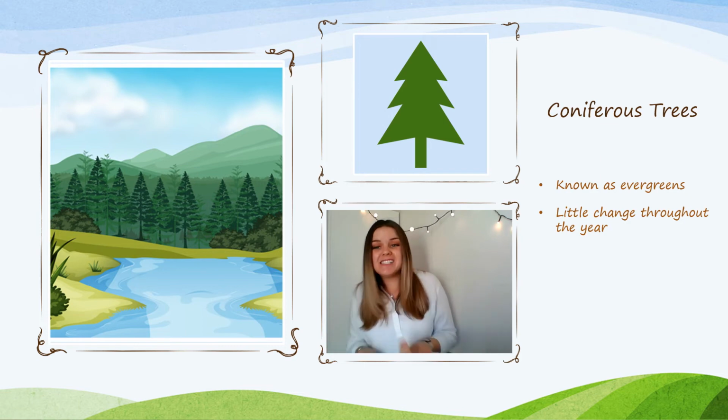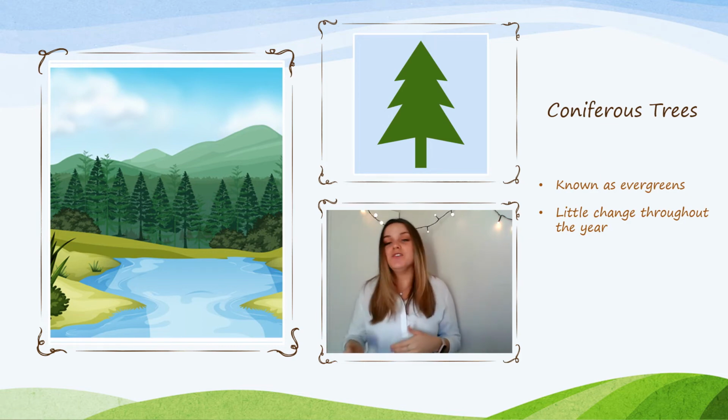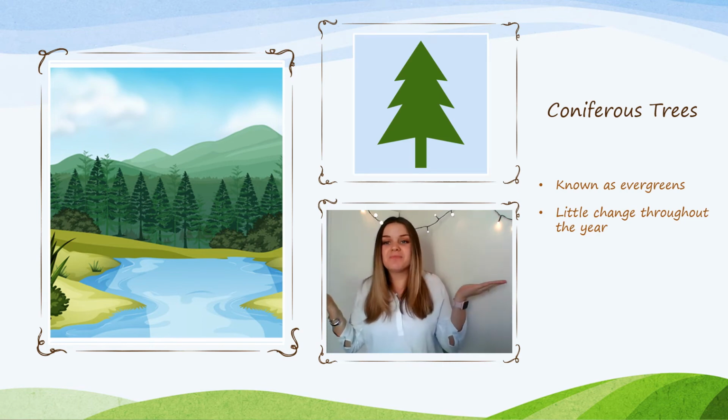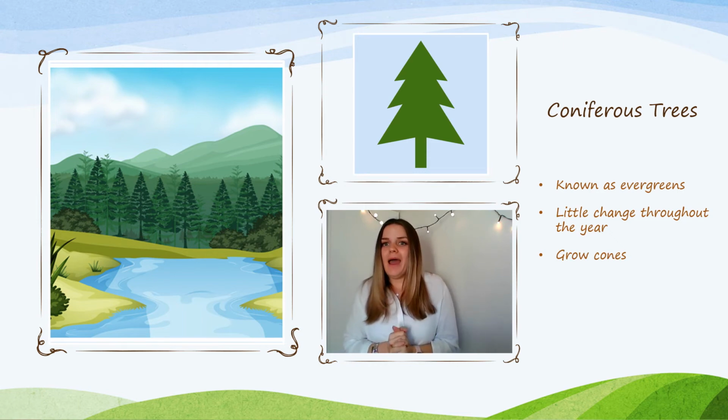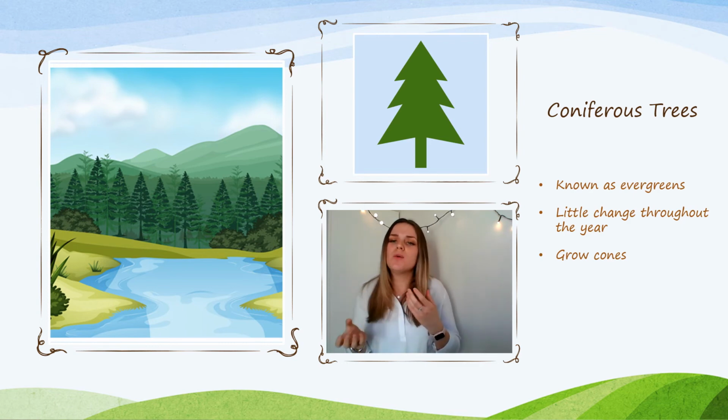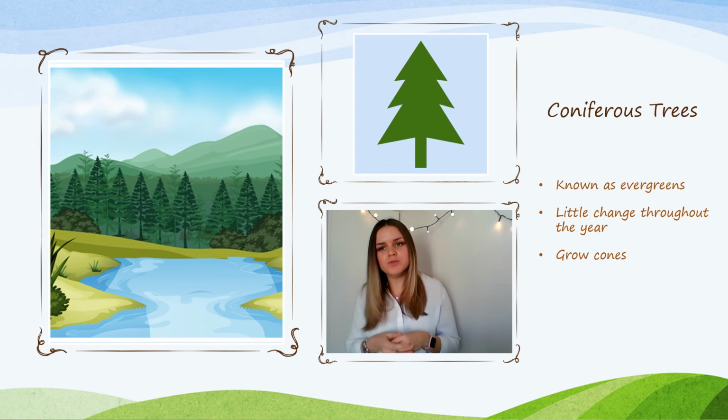So, like I was saying, there's little change throughout the year in these trees. If you find a coniferous tree in the middle of summer or in the middle of winter, they will look almost the same. Of course, fruit grows at different times of the year, but there's very little change throughout the year with our evergreens. And instead of growing fruit, coniferous trees have the ability of growing cone-like fruit instead. So they still grow a kind of fruit, but it just looks different.